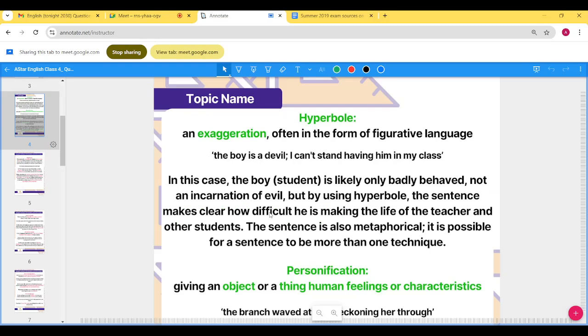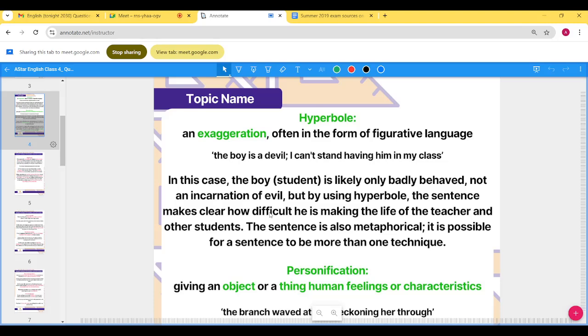The boy is a devil. I can't stand having him in my class. This sort of thing, some of you as trainee teachers might have said when feeling very exasperated after a day, maybe working as a teaching assistant, if that's what some of you do. And again, as we'll see here, it's hyperbole, it's exaggeration, but it is also a metaphor. The boy's not literally the reincarnation of evil, so it's metaphorical too.